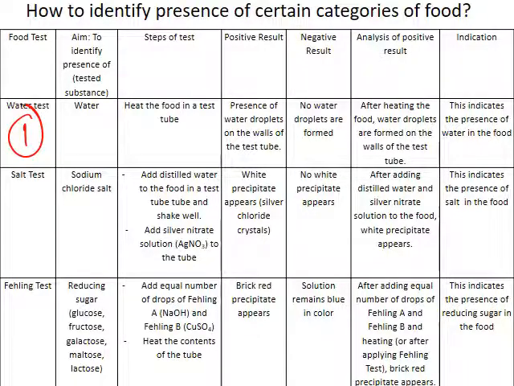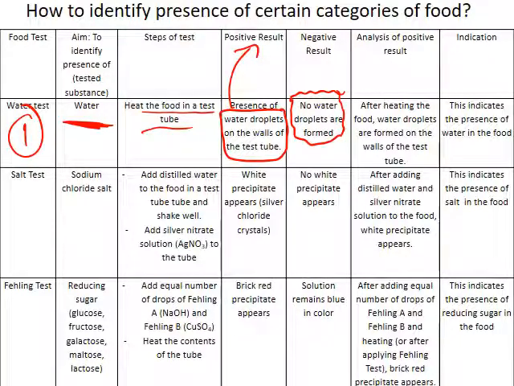Water test, from its name, it aims to identify the presence of water. Steps of the test, you have to heat the food in the test tube. Positive result is the presence of water droplets on the wall of the test tube. While if it's negative, no water droplets are formed.